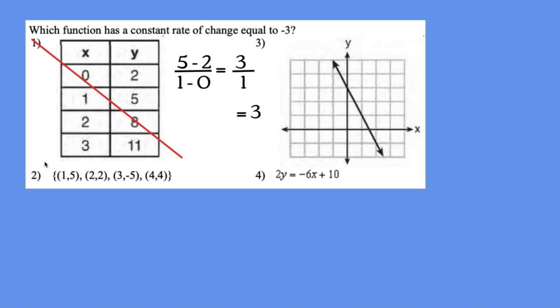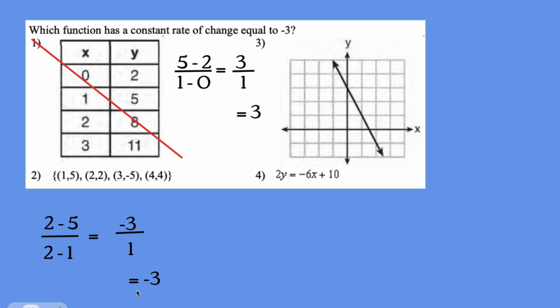For the second one, we can use the same formula. So we're going to start off with our coordinates. We're going to use the first two: 1, 5, and 2, 2. So y2 is 2 and our y1 is 5 here. Our x2 is 2, and our x1 is 1. So then when we solve, 2 minus 5 is negative 3, and then 2 minus 1 is 1. This is equal to negative 3.